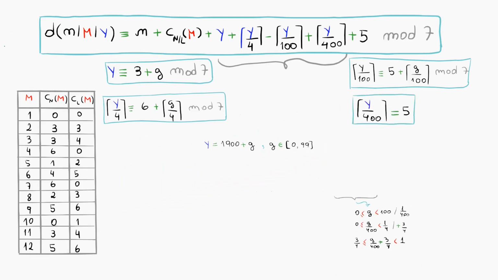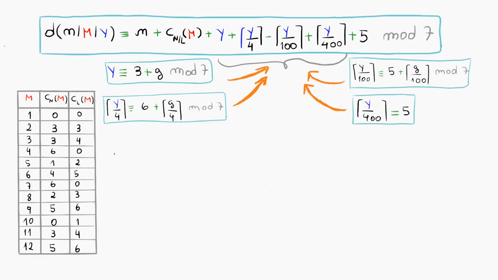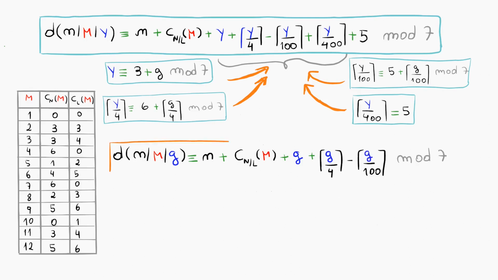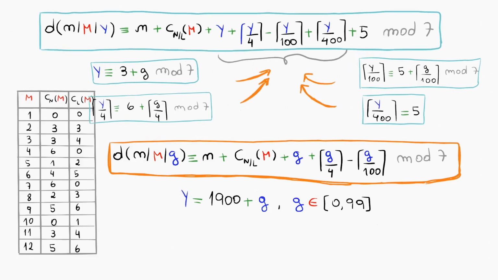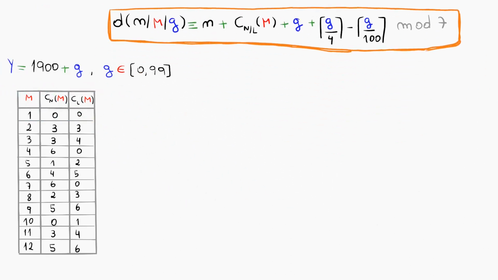Replacing these four expressions in our master formula, we obtain the following simplified formula. We must remember that this formula is only valid for years in the 20th century, with g being the number formed by the last 2 digits of the year. We have already simplified the expression considerably, but we can simplify it even further.